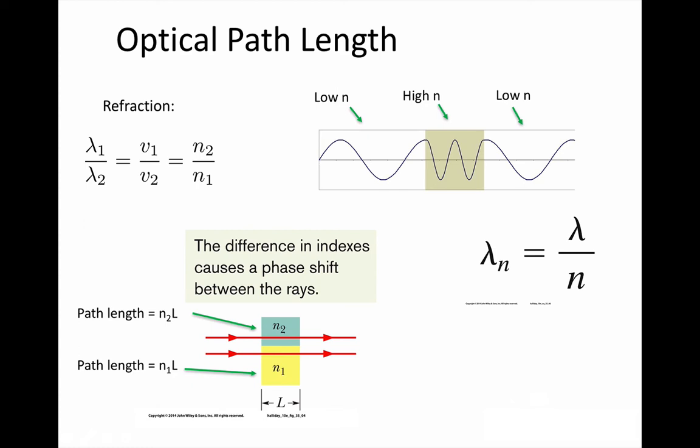We include that in our interference equations by making sure that rather than just using wavelength, as we did in Young's experiment that was in air, we have to take wavelength divided by refractive index.